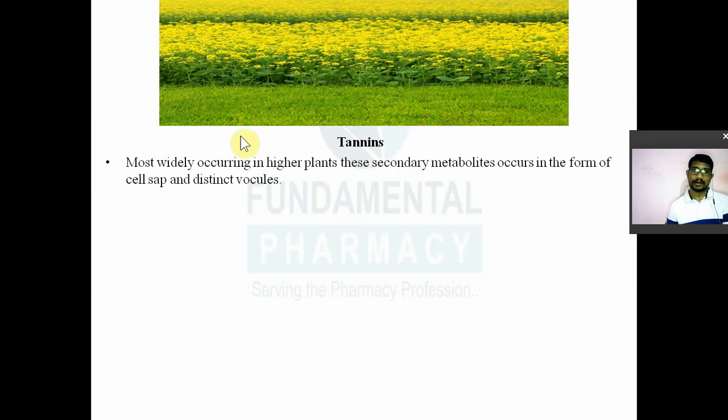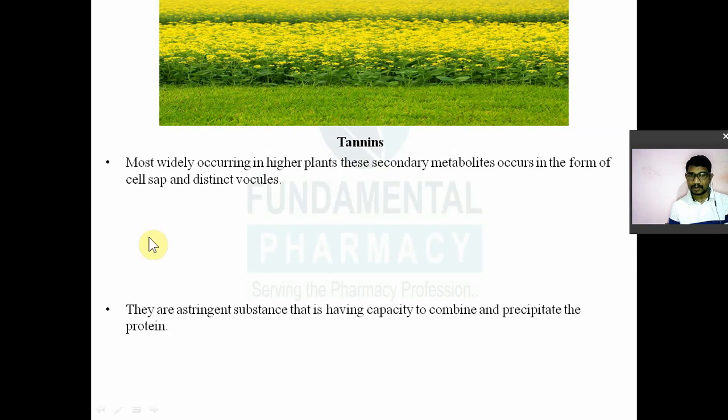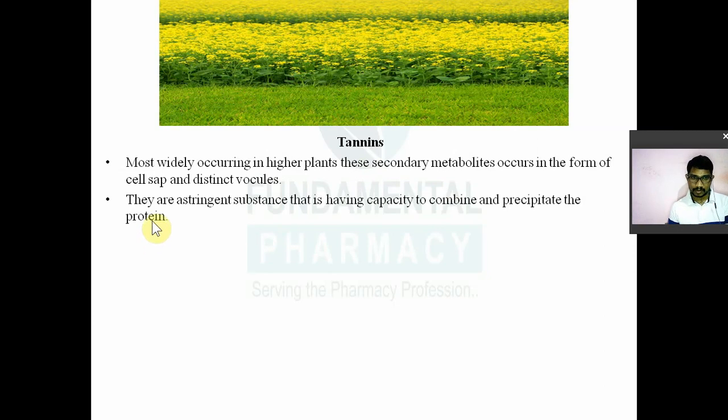Tannins: what are tannins? They are the most widely occurring secondary metabolites in the plant, in the form of cell sap or distinct vacuoles. Cell sap, the space between two cells. Tannins are again a secondary metabolite of plants, found most abundantly. They are astringent substances, that is, they have the capacity to precipitate protein. If you taste tannins, the surface protein of your tongue will be precipitated.